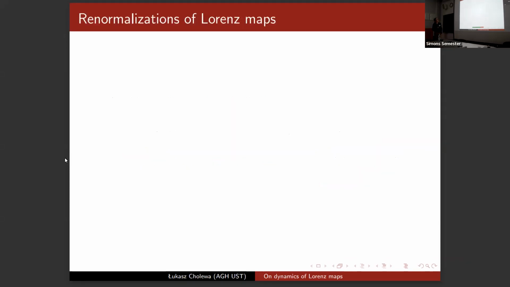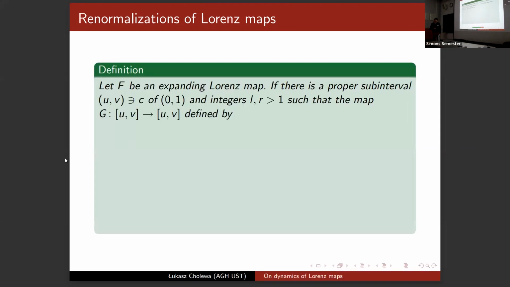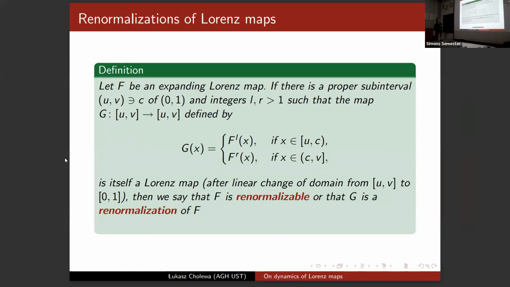Okay, now I will give you a definition of renormalization of Lorenz map. So assume that we have an expanding Lorenz map F, and there is a proper subinterval [U, V] containing the critical point C, and there are integers L and R both greater than 1, such that the map G, defined in this way, is itself a Lorenz map after a proper rescaling. Then we say that F is renormalizable, or that G is a renormalization of F. And we write shortly, G = (F^L, F^R).